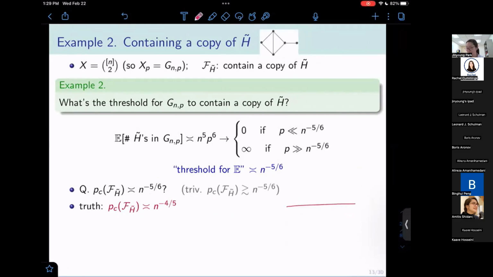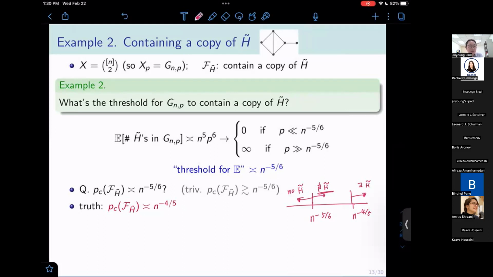So here, what's happening is, from the expectation computation, we have this n to the negative 5/6, and below this threshold for the expectation, there is typically no H tilde. So this gives a lower bound on the threshold. And then the question is, if we are above n to the negative 5/6, do we have H tilde typically? But the answer is no. We have to have n to the negative 4/5 to have H tilde. So why is this true?